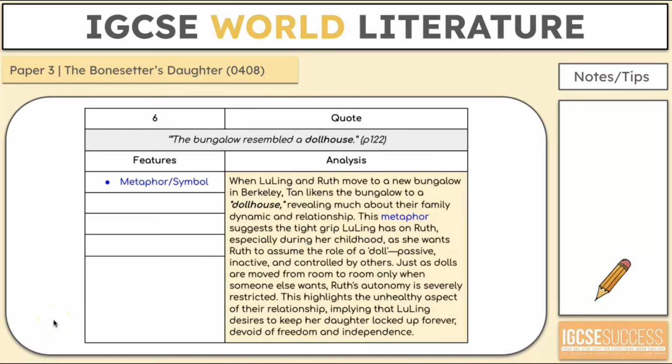Number 6, one of my favourite quotations, and you won't find this quotation analysed anywhere on the website. I haven't seen it analysed, but I think it's really pertinent because it tells us about the roles of Ruth and LuLing. So the bungalow resembled a dollhouse. So I've labelled it here as a metaphor, maybe it's a symbol as well. So when LuLing and Ruth moved to a new bungalow in Berkeley, Tan likens the bungalow to a dollhouse.